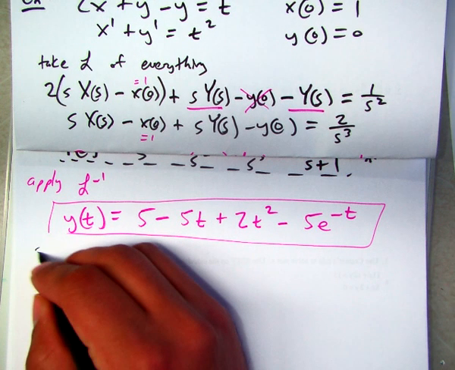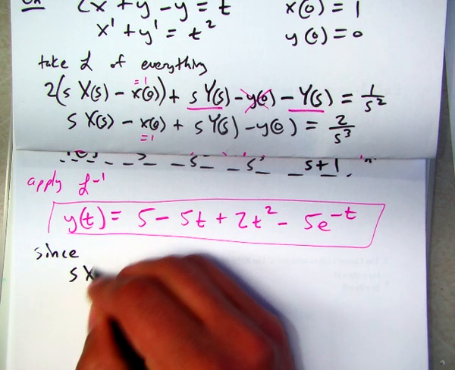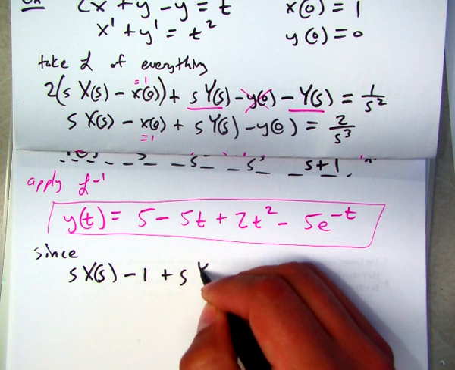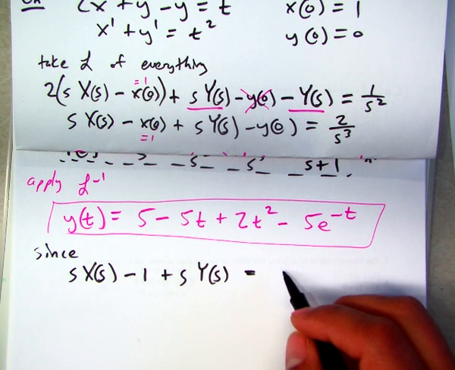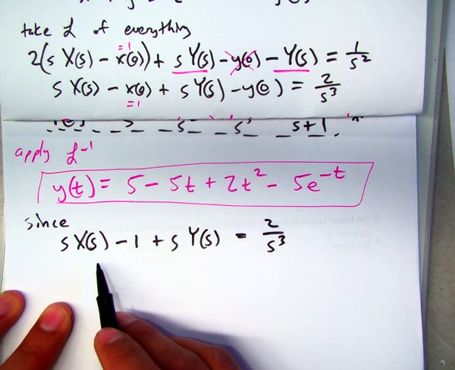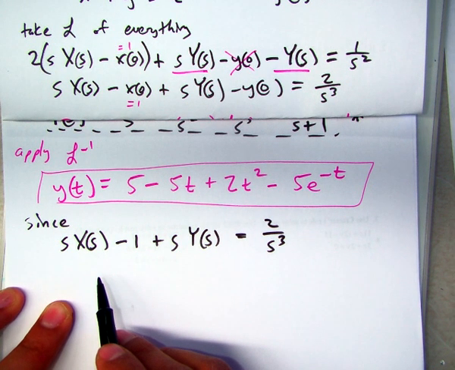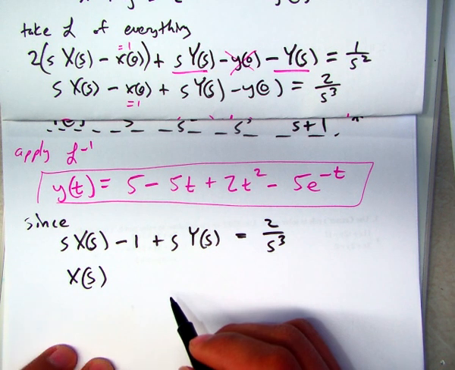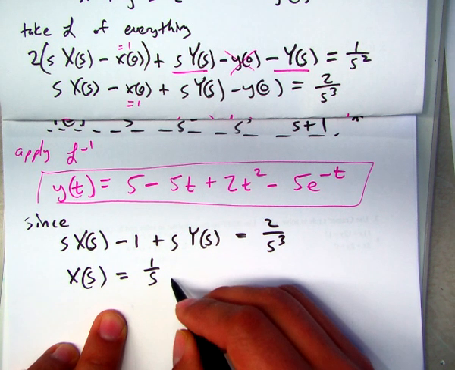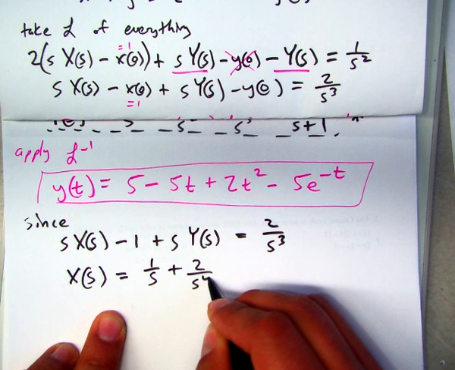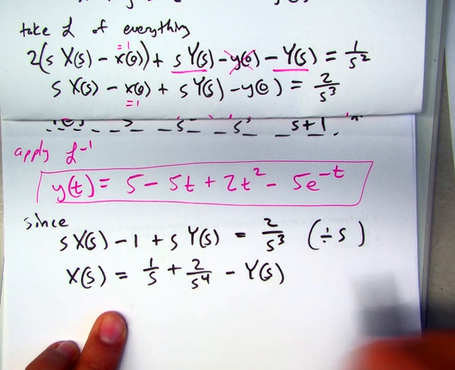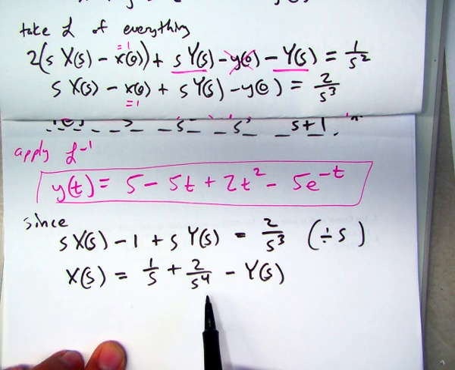So since I know that s times X of s minus 1, that's the initial condition for X of 0, plus s times Y of s equals 2 over s cubed, what I'm going to do here is isolate X of s, plug in what I know and then go from there. I'm going to divide by s, so 1 over s plus 2 over s to the 4, and then we're going to have minus Y of s. So after you divide by s and get X of s alone, you get 1 over s plus 2 over s to the 4 minus Y of s.